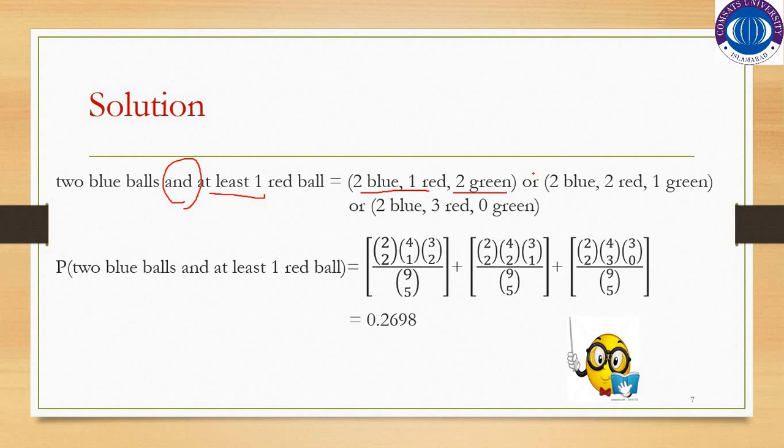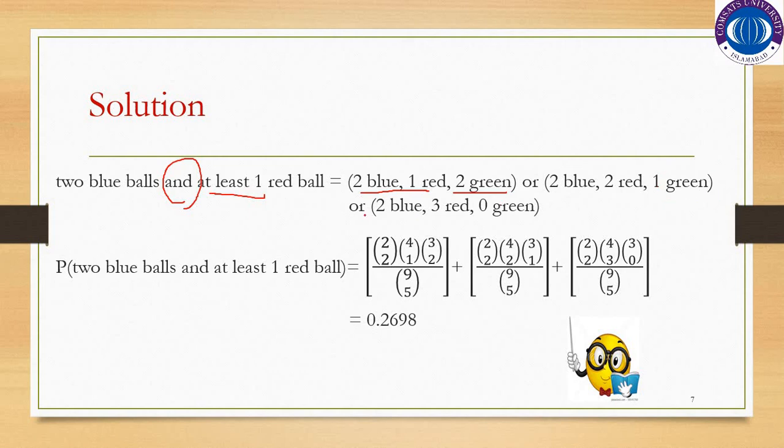Or you can do it in this way: you can select 2 blue balls and 2 red balls, as they are saying at least 1. So you can go further than selecting the 1 red ball. You can select 2 red balls too, but here the count is still not complete because you have to select 5 balls in total, and here 2 plus 2 is equal to 4. So you have to select 1 more ball from the urn to complete the sample of 5 balls. So the remaining 1 will come from the green balls.